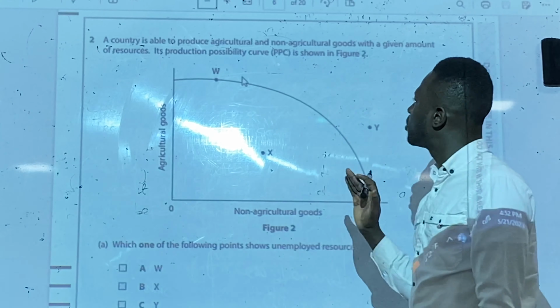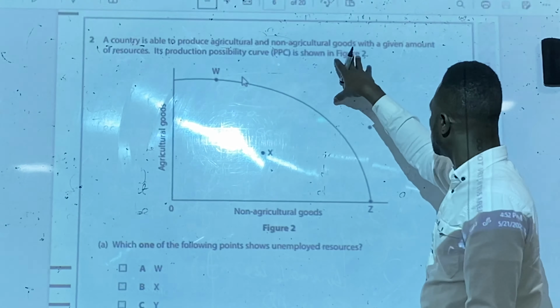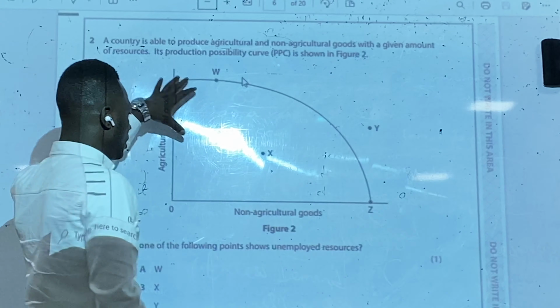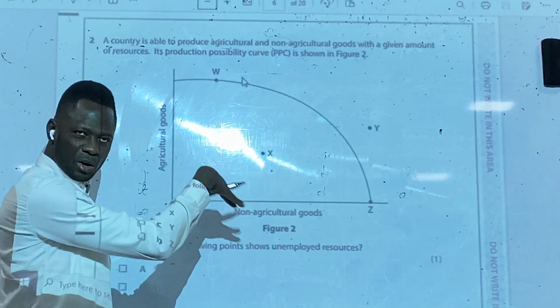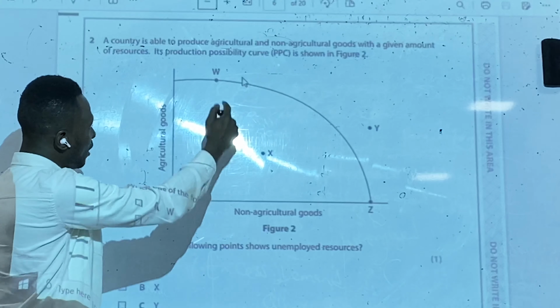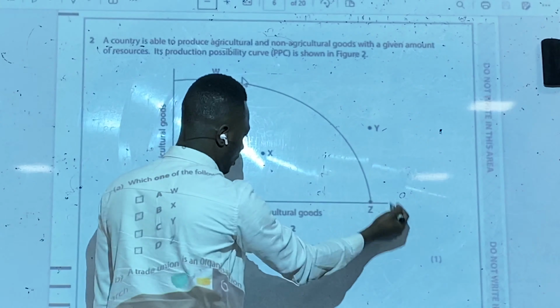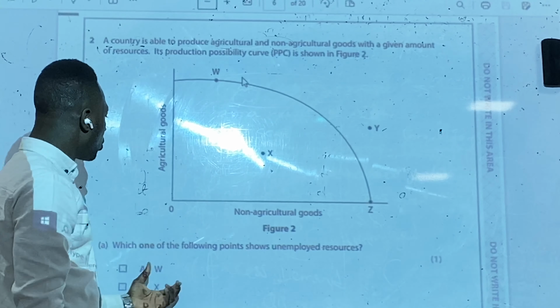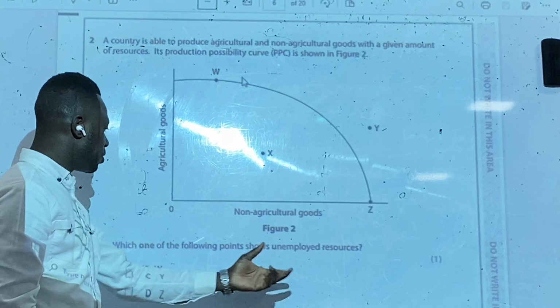He said the country is able to produce agricultural and non-agricultural goods with a given amount of resources. Its production possibility curve, PPC, is shown here. So we have the PPC of this economy, with points W, X, Y, and Z. So let's go to the question. Which one of the following points shows unemployed resources?